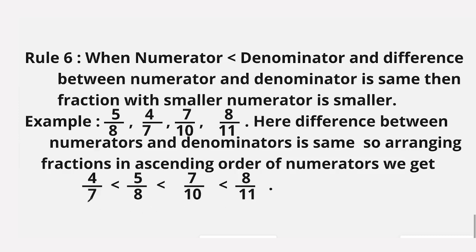And the smallest will be 4 upon 7. Then next greater fraction will be 5 upon 8. Then next greater fraction is 7 upon 10. And the greatest fraction out of these is 8 upon 11.